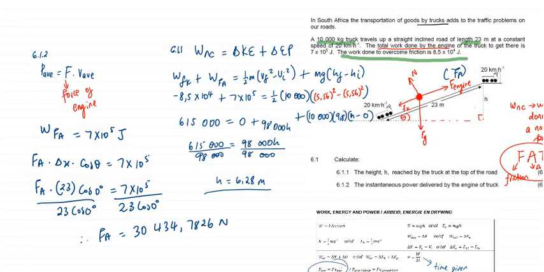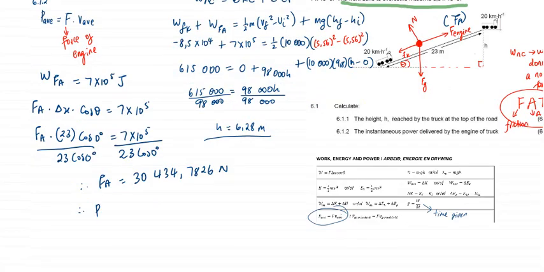Okay, it's not my final answer, so I write it like that, and then I say therefore the average power delivered is going to be that, 30,434.7826. Now what is the average velocity? Average velocity, guys, is just the V initial plus V final divided by 2. That is what we mean by average velocity.